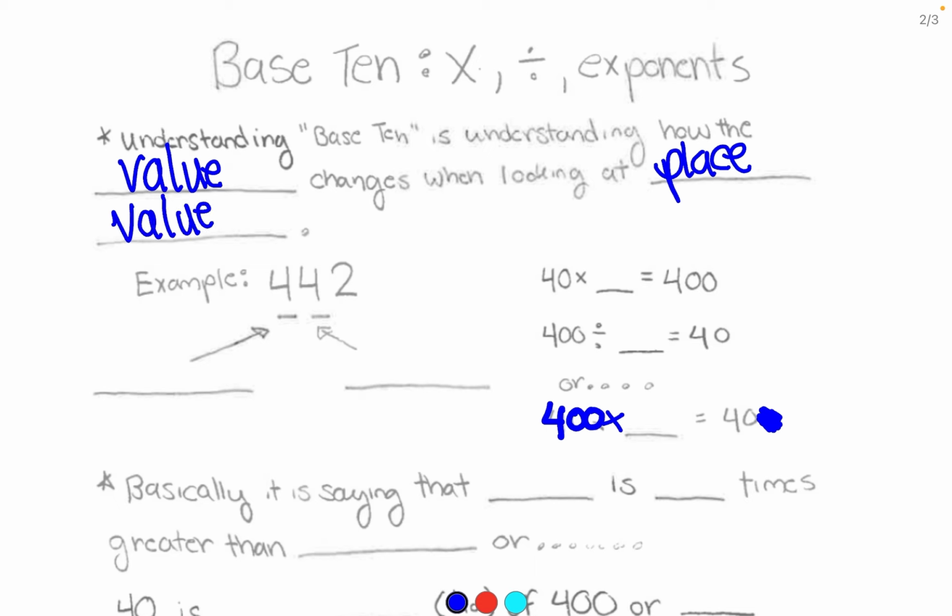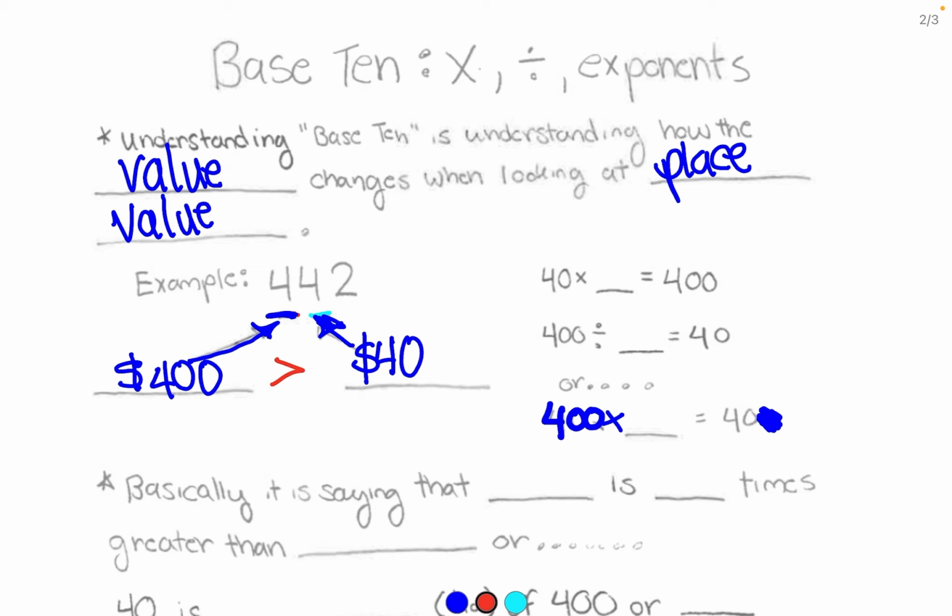So let's say that you have a dude or dudette with this much money and a dude or dudette with this much money. Well, this person right here, they have 4 tens, so that's like saying they have $40. And then this person has 4 hundreds, so that's like saying they have $400. Now, obviously, this guy has more money than this guy, but the question is how much?